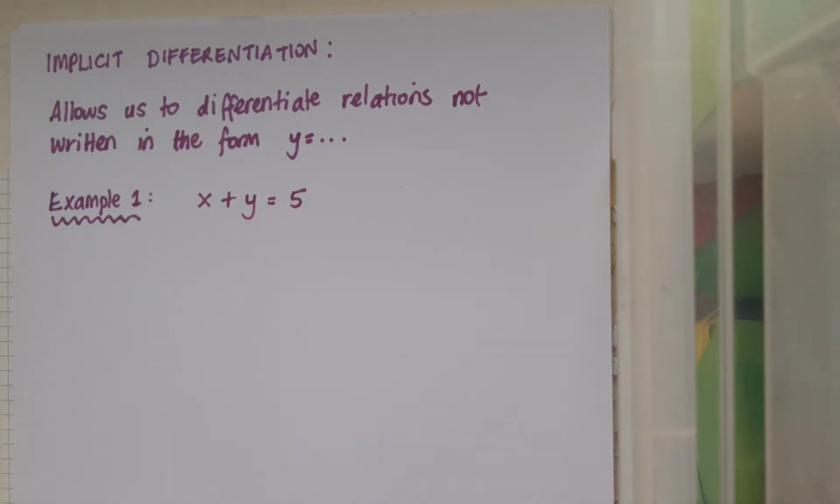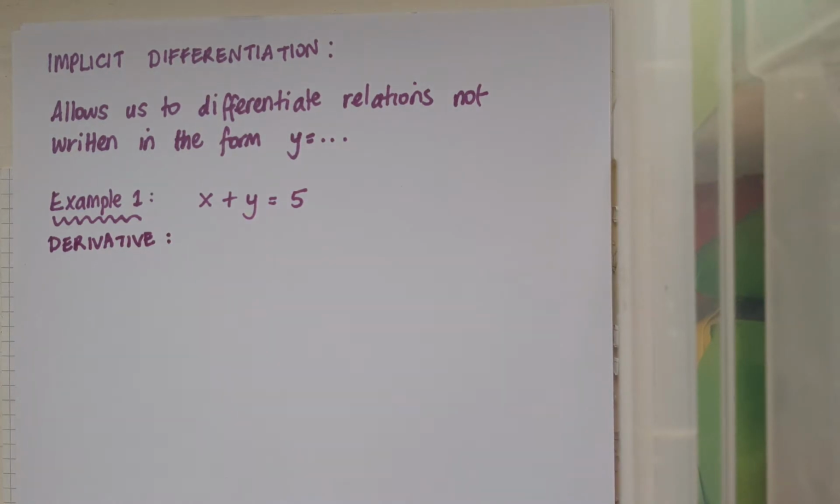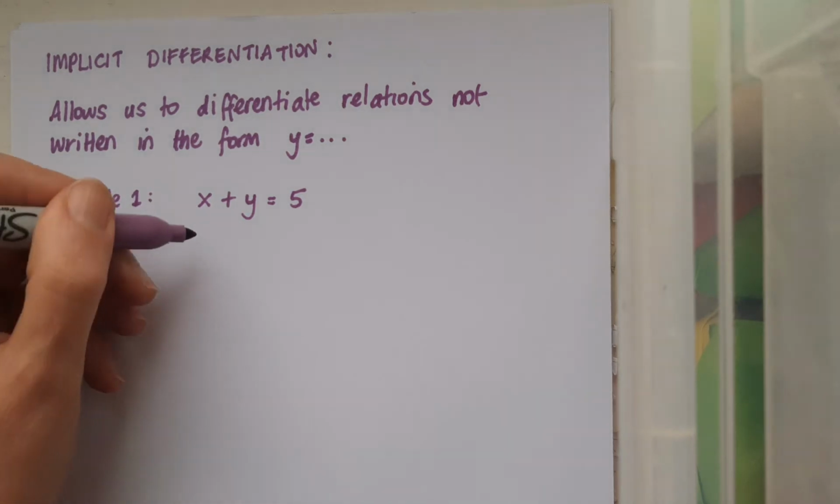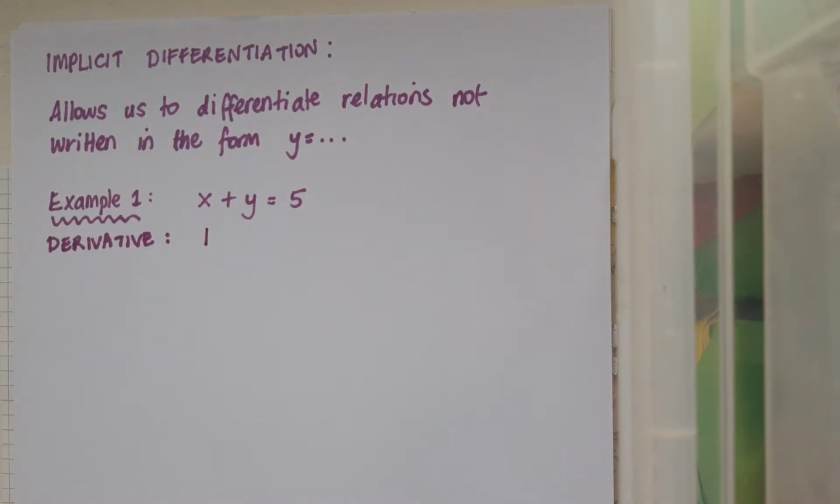For example, this equation x plus y equals 5 isn't written in the standard y is equal to format that we were so used to seeing with differentiation, but we can still differentiate as it is. So in this case, to get our derivative, we're just going to differentiate each term as we come to it. Now, let's have a look. We know what happens with x when we differentiate it. We just get 1. So that's fine, nothing new so far.